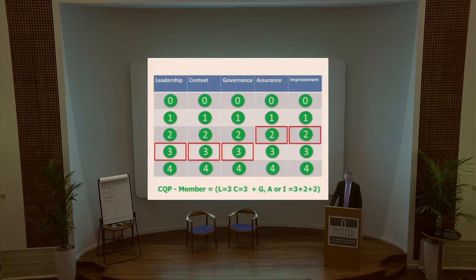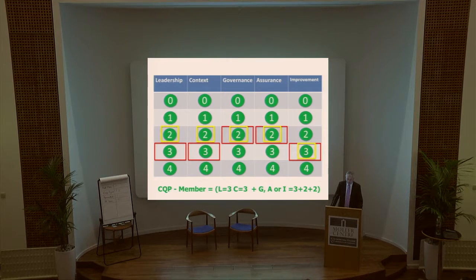2 level 3s. That would be acceptable to us if we looked at your application and scored you as a 3 in governance, a 2 in assurance, a 2 in improvement. You will get the member grade. Similarly, you would get the member grade if you scored 2 in governance, 3 in assurance, and 2 in improvement, or if you scored a 2, 2 and a 3. Can you see how the system works?